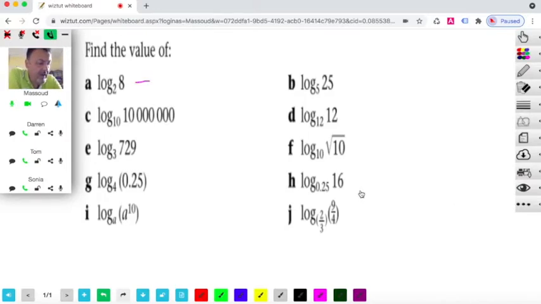Here we have a log of 8 to the base 2, and I'm going to try and read it in the way that you should also read it. Log of 8 to the base 2, and the answer would be 3, because 2 to the power of 3 would be equal to 8.